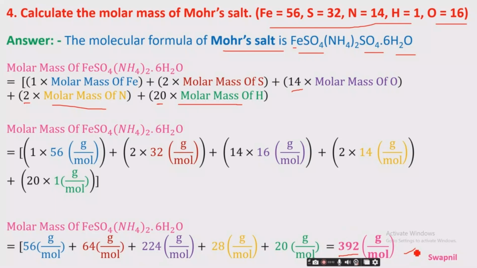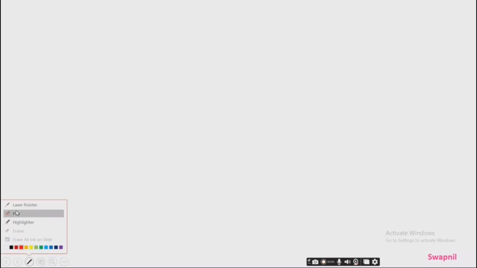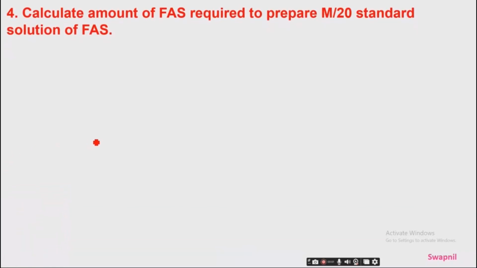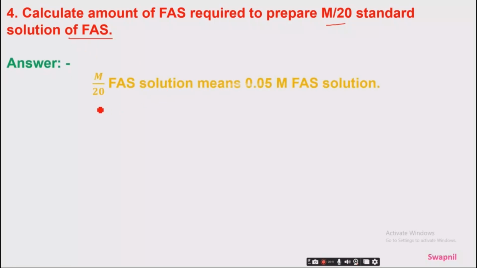So next question is, calculate the amount of ferrous ammonium sulfate required to prepare M/20 standard solution of ferrous ammonium sulfate. So here is the answer. We know that M/20 ferrous ammonium sulfate solution means 0.05 molar ferrous ammonium sulfate solution, because 1 by 20 molar means 0.05 molar.